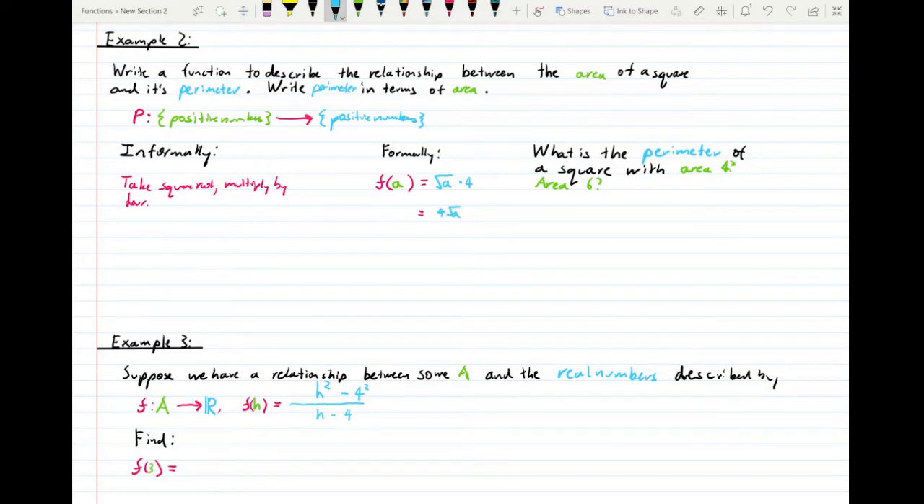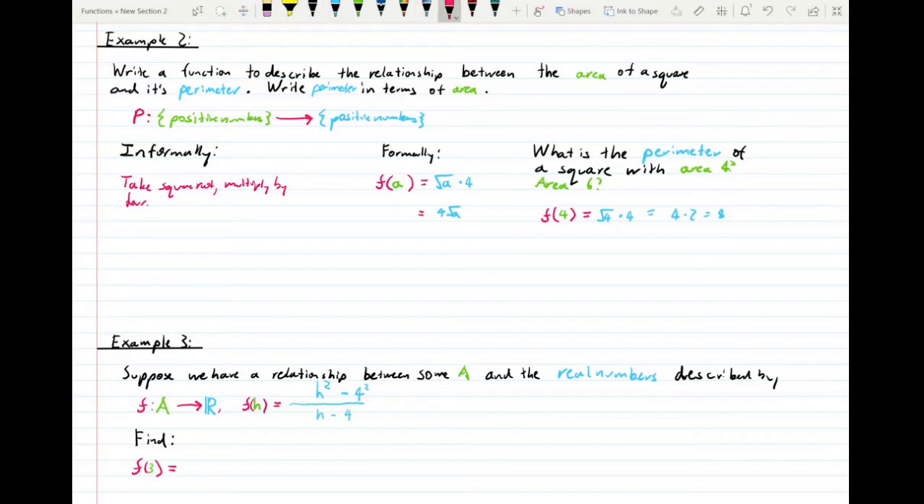All right. Now we can use this function, if we want, to find the perimeter of a square with area of 4. Just plug it in. We get f of 4 equals the square root of 4 times 4, which is equal to 4 times 2, or 8.